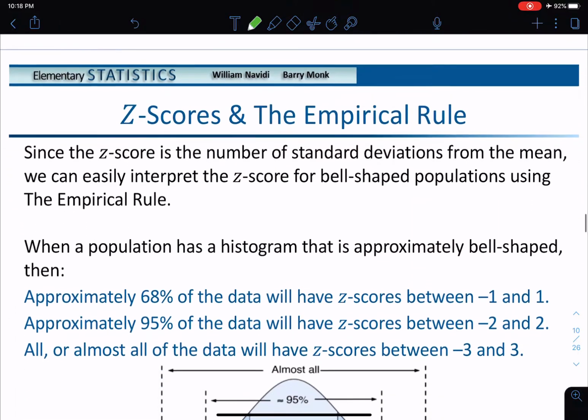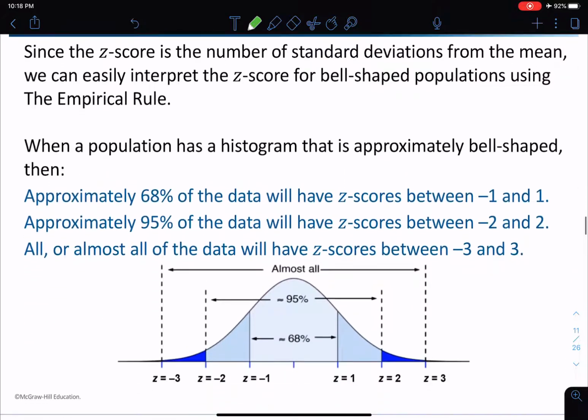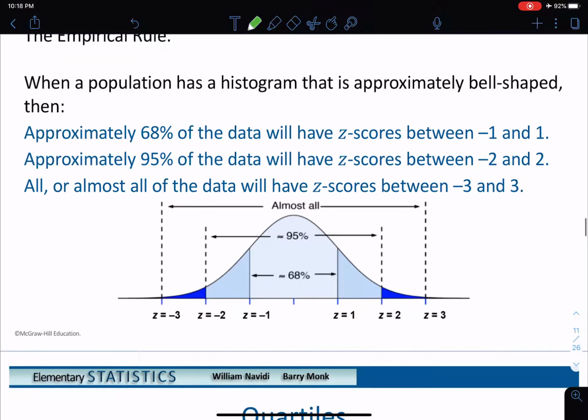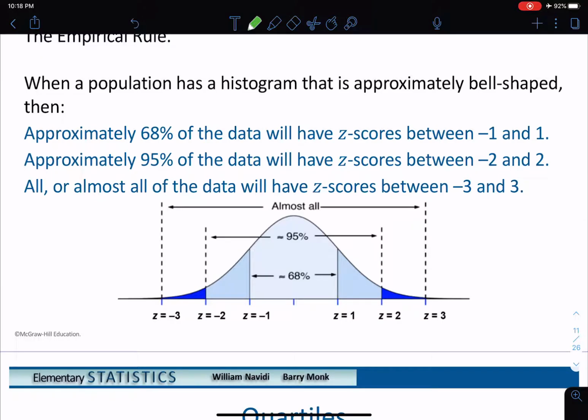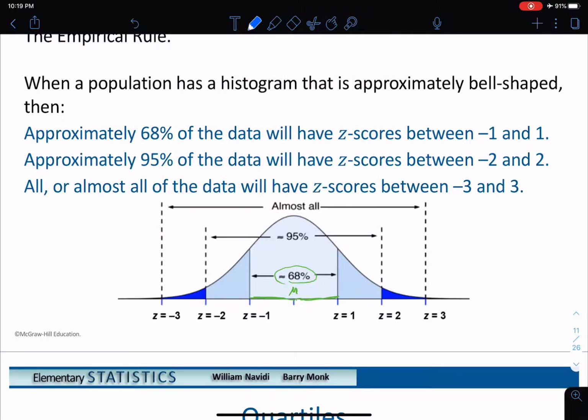Okay. Z-scores and the empirical rule. Remember how I said there's definitely a connection there? Remember the empirical rule says if you have an approximate bell-shaped curve, then if you go one standard deviation to the right, this is the mean right here, right? That's the mean. If you go one standard deviation to the right and one standard deviation to the left, this covers approximately 68% of the data. And now we can apply that to z-scores instead of just standard deviations, because remember, z-scores are just one standard deviation, whatever that standard deviation is.